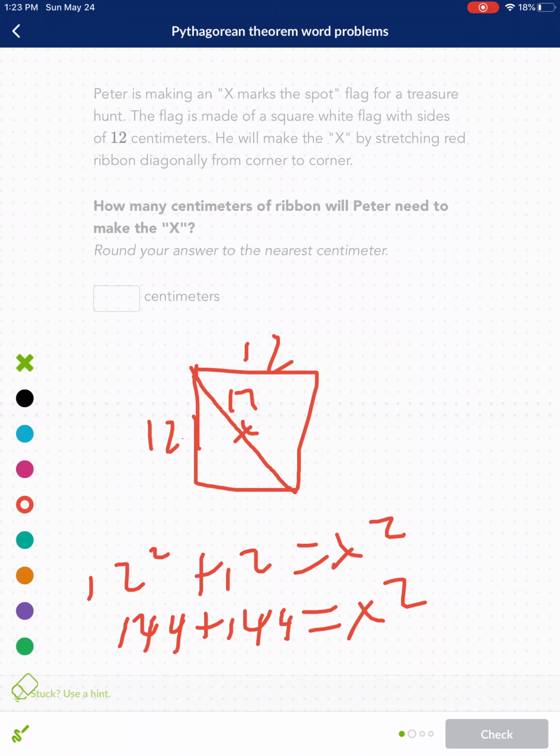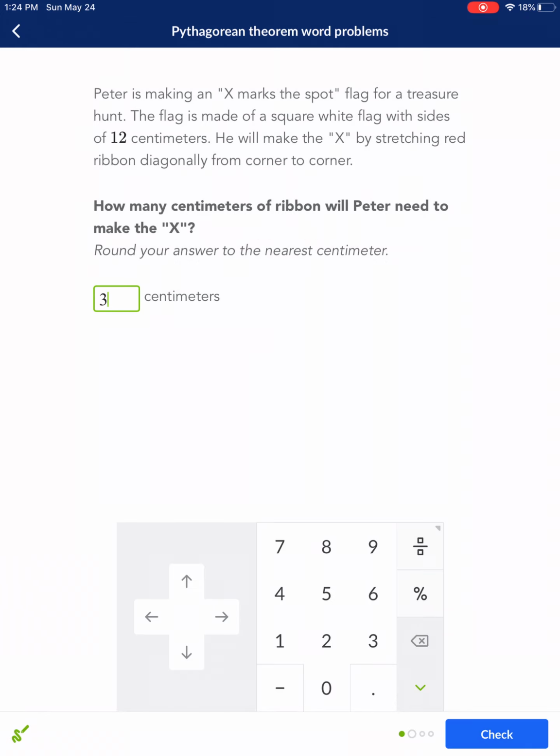So if this way is 17, this is going to have the same hypotenuse. So we have to add that 17 plus 17. So we get about 34 when we add that. And that's how much fabric we would need to make the X.